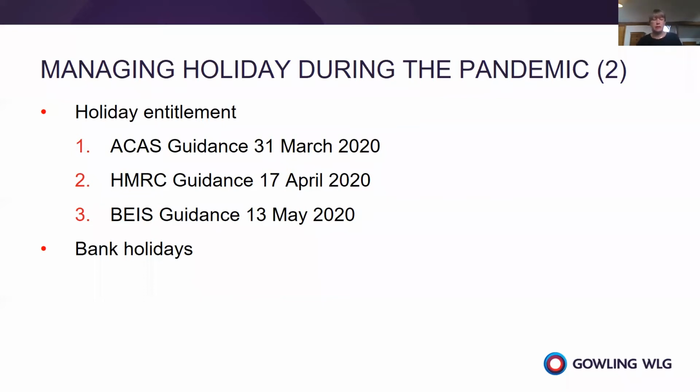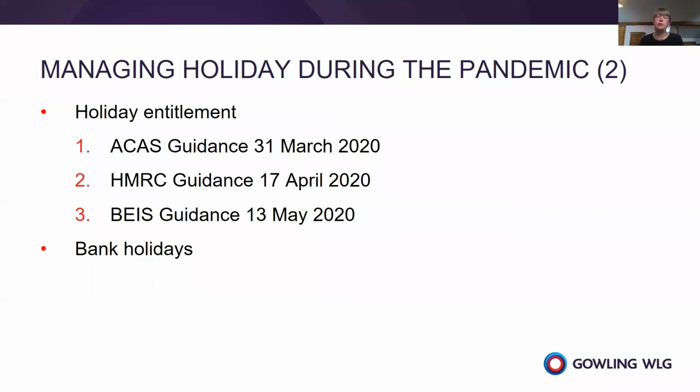We know that holiday pay has to be paid at 100%, in other words, normal pay. So that means if you've got people who are on furlough and are being paid 80% under the job retention scheme, then you're going to need to top up. And again, for some employers, that's going to have a serious impact. And then finally, we have the working time coronavirus amendment regulations, which I'm going to deal with specifically.